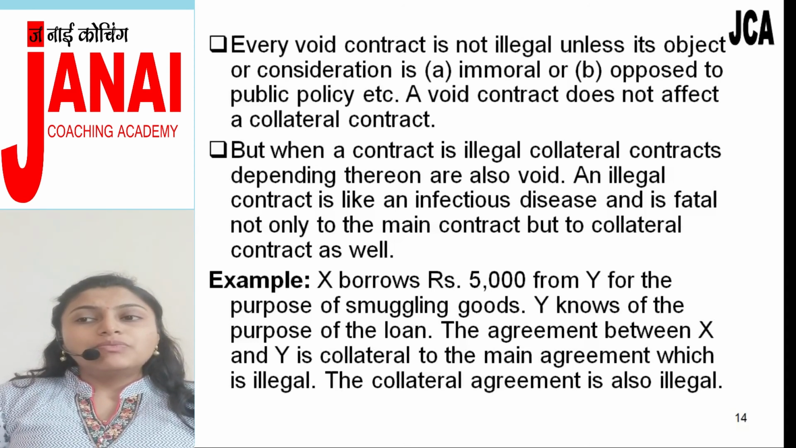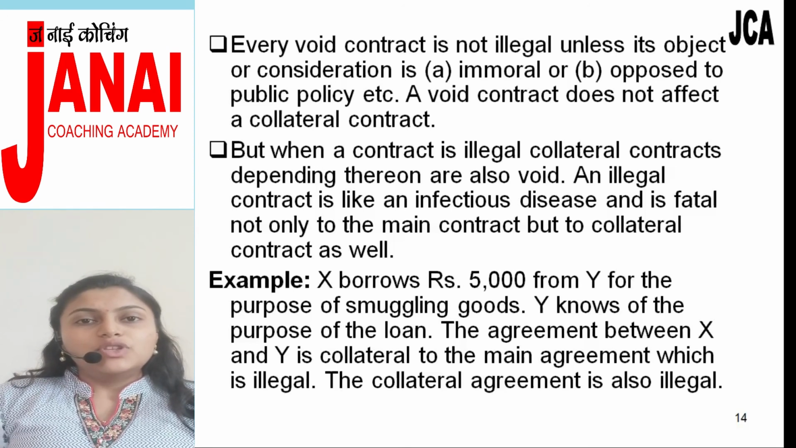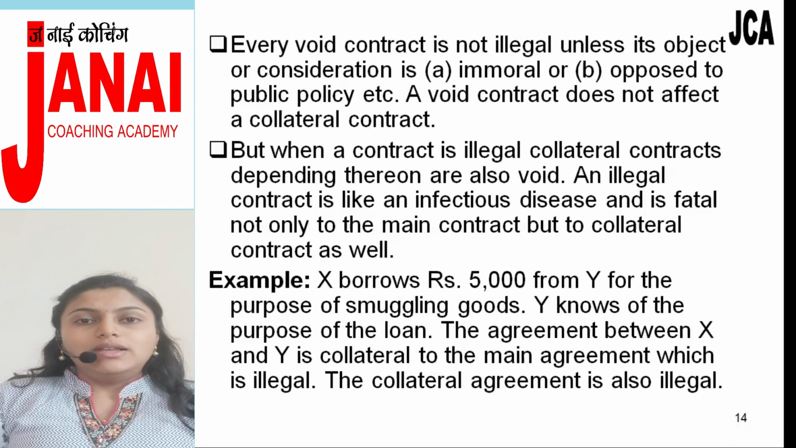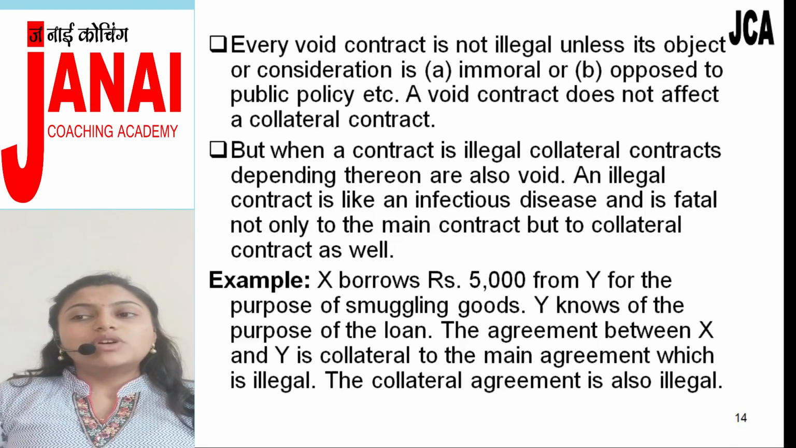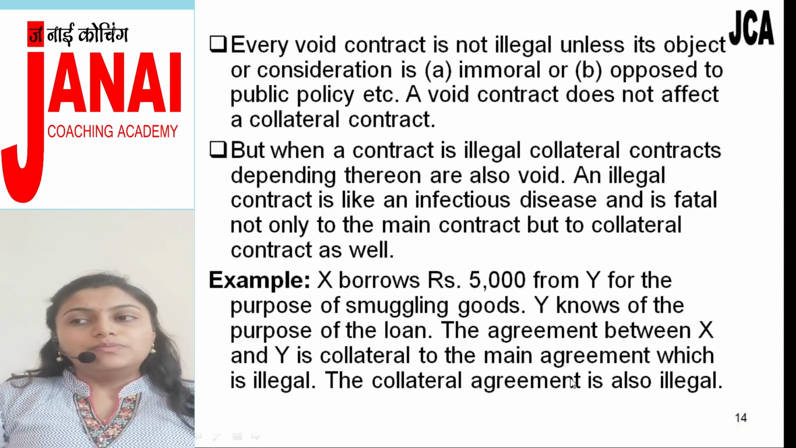For example, X borrows rupees 5,000 from Y for the purpose of smuggling goods. Now, borrowing rupees 5,000 is not illegal. So this contract is a valid contract. But borrowing the rupees 5,000 for smuggling goods is an illegal activity, because smuggling of goods is illegal as per the Indian laws. Y knows the purpose of the loan.